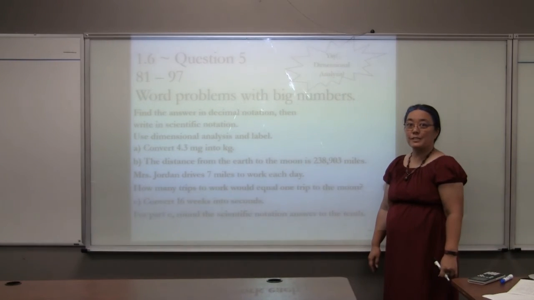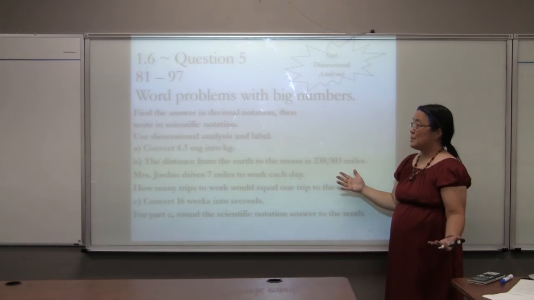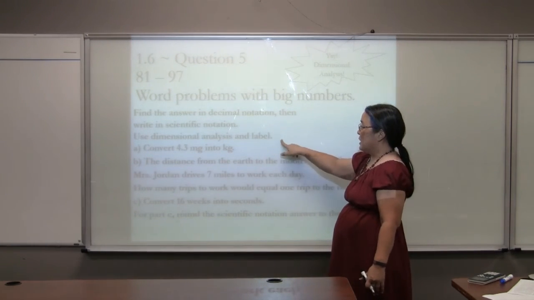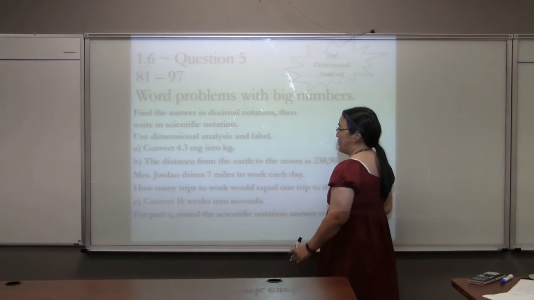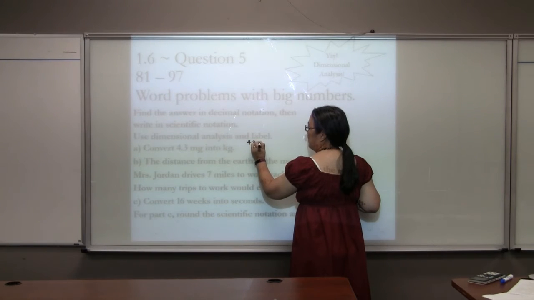Chapter 1, Section 6, Question 5. Word problems with really big numbers. So find the answer in decimal notation, then write it in scientific notation. Use dimensional analysis and label. So we start off with 4.3 milligrams.